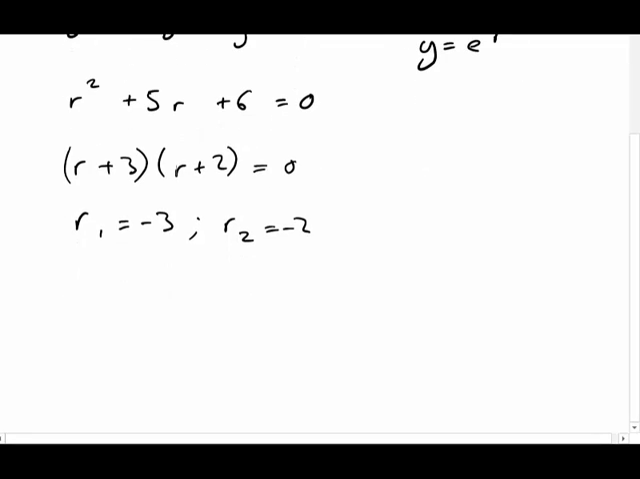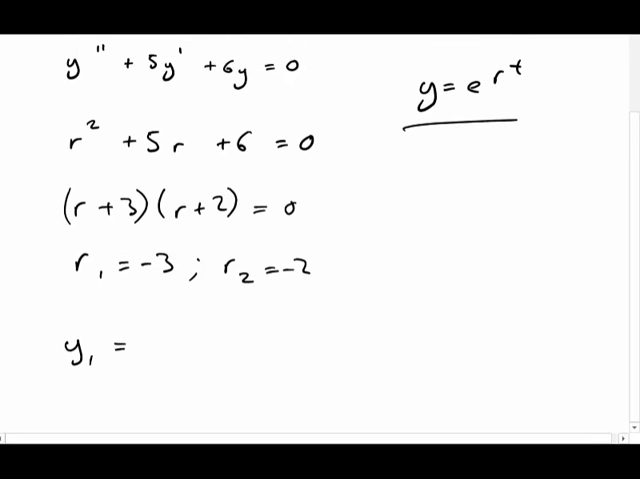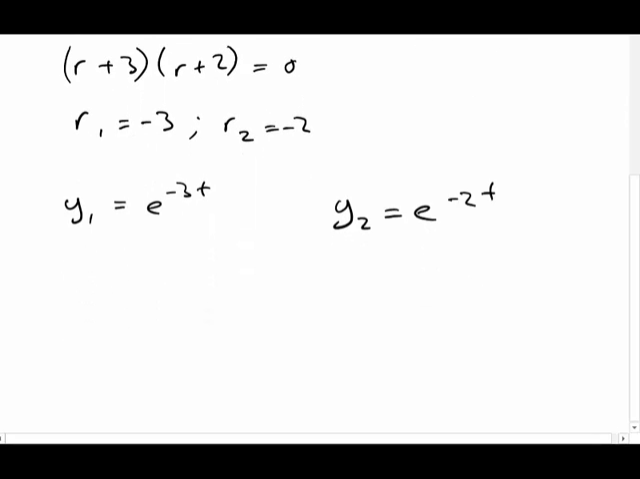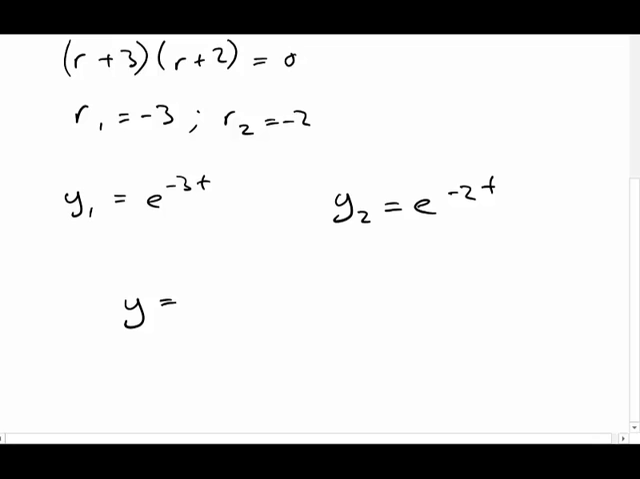So my first solution is of the form y equals e to the rt, so y1 is equal to e to the r1 times t, and r1 is minus 3. My second solution is y2 equals e to the r2 times t, and r2 is minus 2, so this becomes e to the minus 2t. So those are my two solutions. Then my general solution is y equals some constant c1 times my first solution, e to the minus 3t, plus c2 times my second solution, e to the minus 2t. So that is now my general solution.